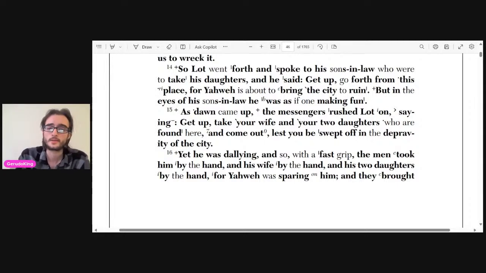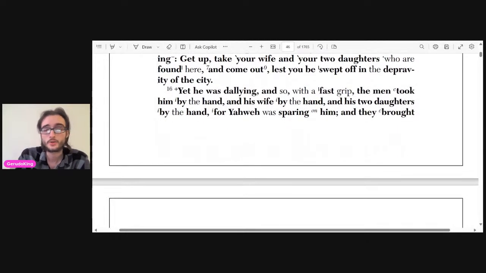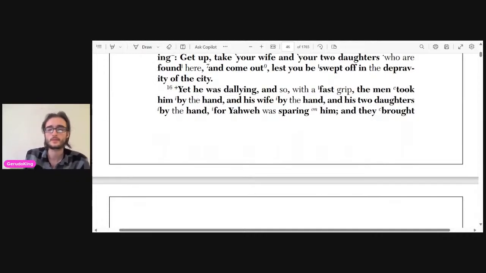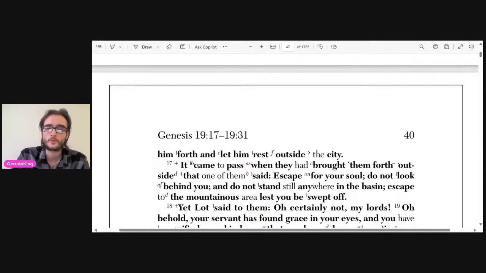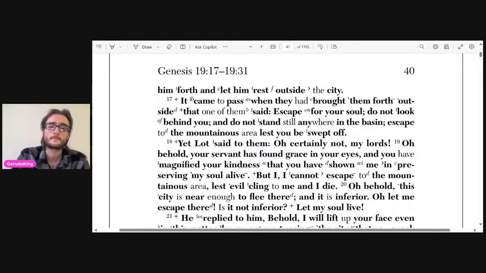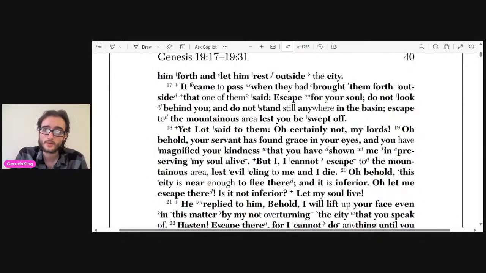Yet he was dallying, and so, with fast grip, the men took him by the hand, and his wife by the hand, and his 2 daughters by the hand, for Yahweh was sparing him. And they brought him forth, and let him rest outside the city. It came to pass, when they had brought them forth outside, that one of them said, "Escape for your soul. Do not look behind you, and do not stand still anywhere in the basin. Escape to the mountainous area, lest you be swept off."